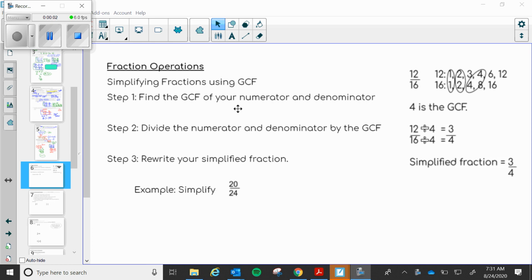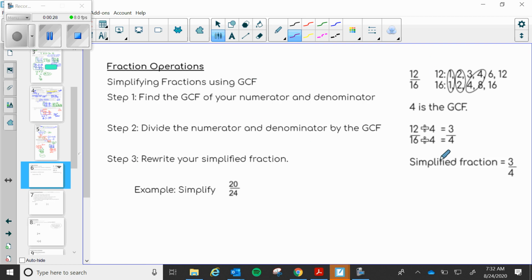Hello, hello. So today's video lesson is over the beginning of fraction operations. And before we can really get started with fraction operations, we have to figure out first how to simplify fractions. And because we've been studying GCF and LCM, we're actually going to learn how to simplify fractions using the knowledge we know about GCF. So I have the steps listed here.